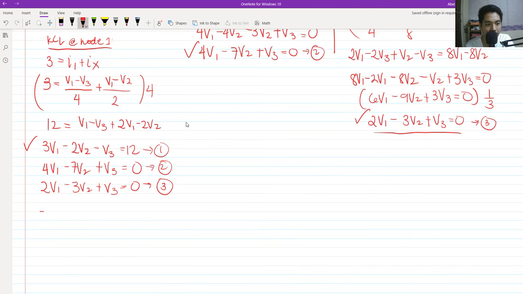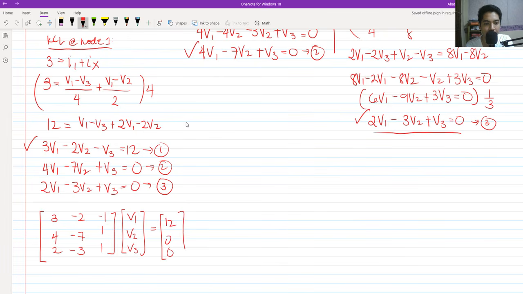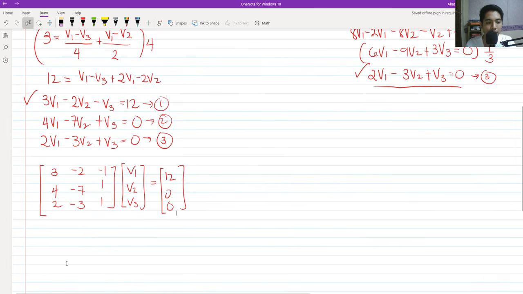Putting that into matrix form, this would be 3, 4, 2. I have negative 2, negative 7, negative 3 here, and then I have negative 1, 1, 1. Those are the coefficients of V sub 1, V sub 2, and V sub 3. Remember that the constants should be on the right side. That should be equal to 12, 0, 0. So what we are going to do is first get the determinant of this.